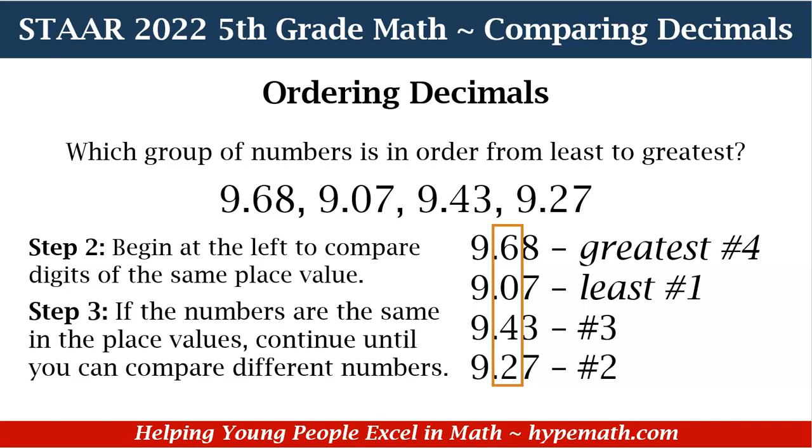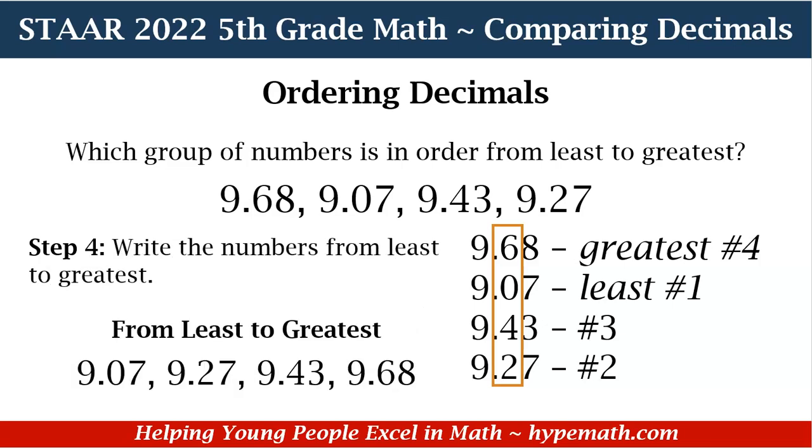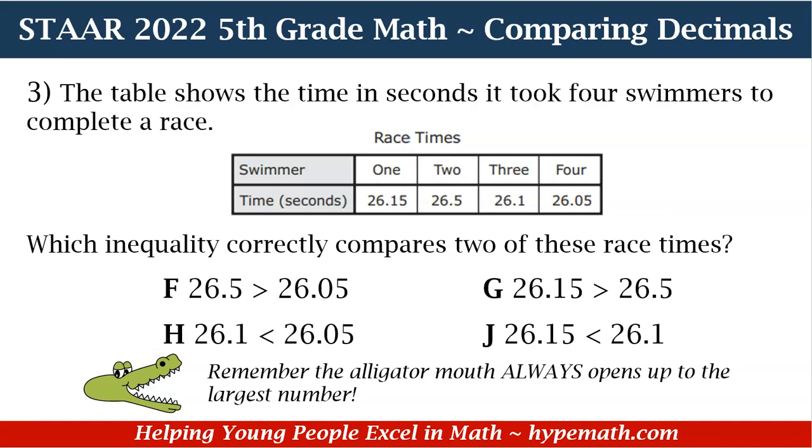9.27 is the next number. Then what number is closest to 2 in value? It's the 4, not the 6, right? Because we're going in order. 9.43 is our third number, and 9.68 is our greatest number. So let's line up our numbers from least to greatest. We have 9.07, 9.27, 9.43, and 9.68.